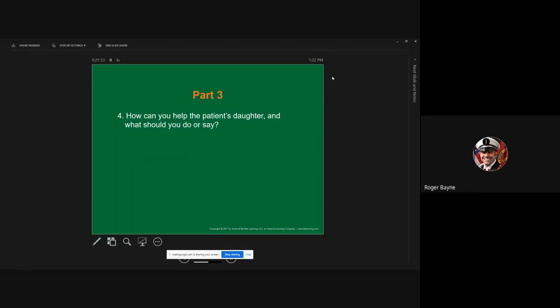Absolutely. So what we should say to the daughter, we should tell them the facts. Your dad is very sick. He most likely had a severe heart attack, which caused him to go into cardiac arrest. He has no pulse and no breathing. We are doing chest compressions. We are circulating his blood and we are breathing for him. We are doing everything we can to resuscitate your dad.